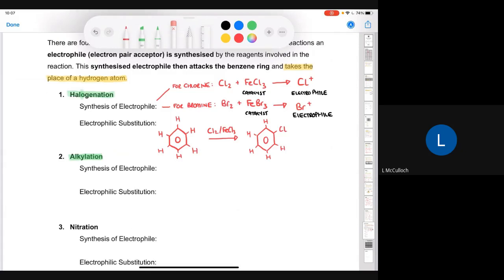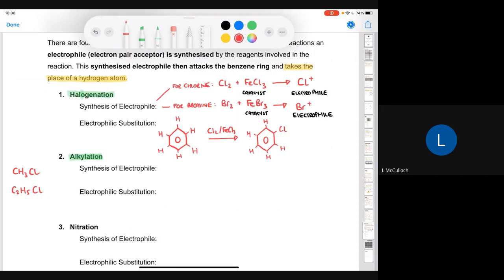So, when we are synthesizing our electrophile, we would use a haloalkane that has the alkyl group that we want to substitute. So if we are trying to substitute on a CH3, we would use something like chloromethane. If we want to substitute on a C2H5, we would use chloroethane, and so on and so forth.